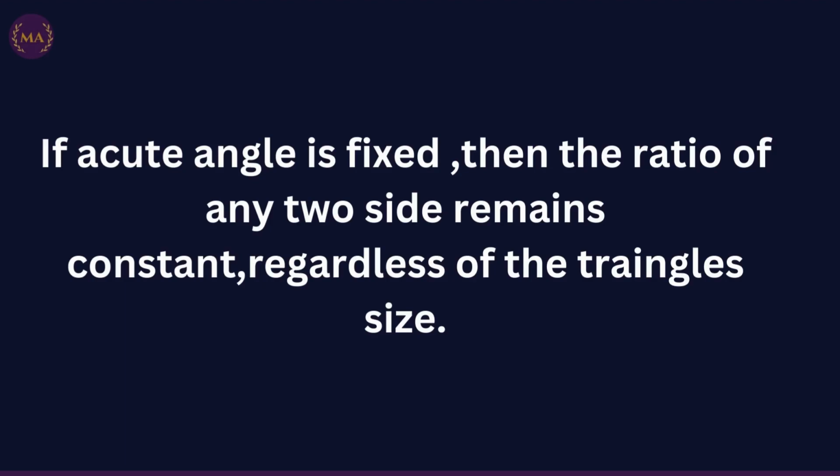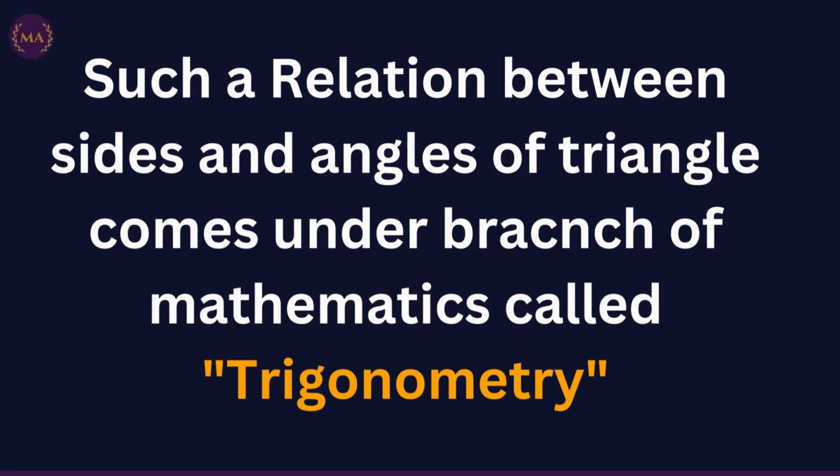No matter if you change the size of the triangle, that is the length of the sides, if the angles are the same, the ratio is going to remain the same. Such a relation between sides and angle of a triangle comes under the branch of mathematics called trigonometry. Here we are talking about the ratio and the acute angle of a right angle triangle, so this study comes into the mathematical branch called trigonometry.